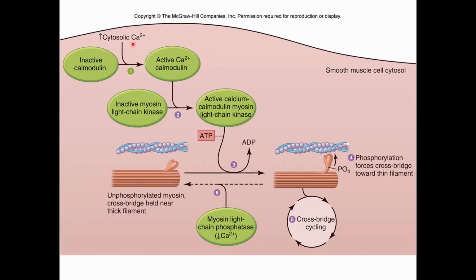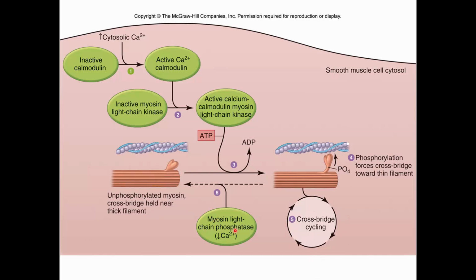So here we go. Calcium binds to calmodulin. Calmodulin is activated in the complex, binds myosin light chain kinase and activates it. The activated complex then takes ATP to phosphorylate myosin, and then we get a cross bridge. And we get cycling of cross bridges.